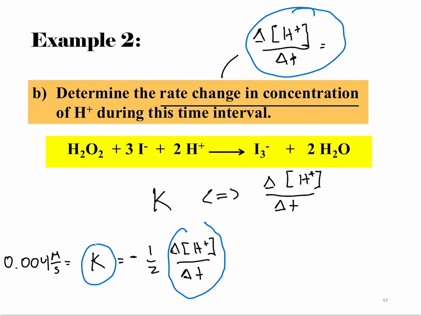And so to solve for this, all we have to do is just multiply 2 to both sides. That 2 cancels out with that, and we can make it a -2, so that the negative sign cancels out as well. And that gives us delta change in concentration of H plus, or the rate change, is equal to minus 0.008 molarity per second.